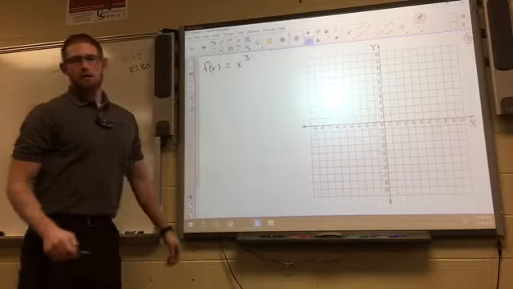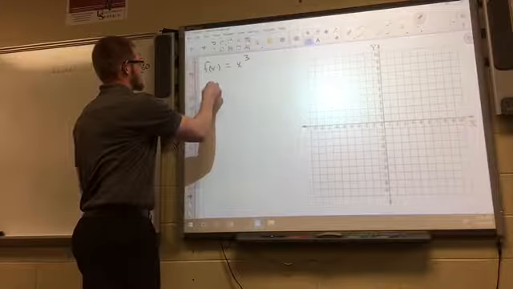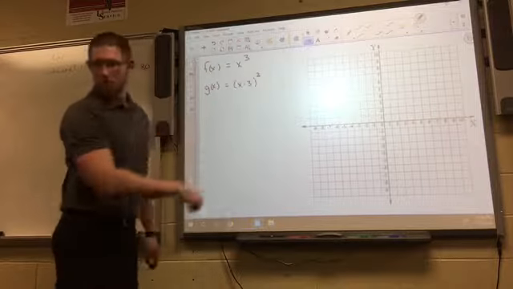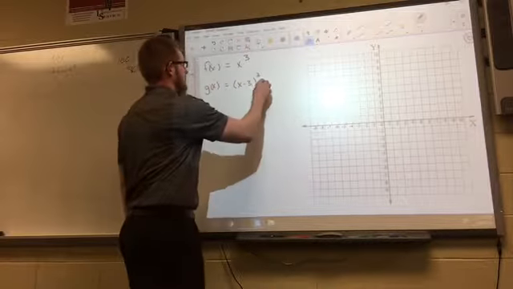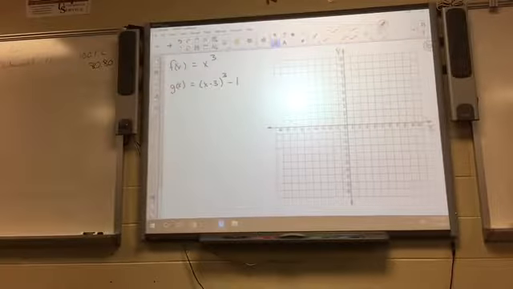cubed, and we are moving that into g of x equals (x minus 3) cubed plus, minus 1. So the question is, first describe the transformation. Is it a translation, reflection? Is it a horizontal stretch, shrink, vertical stretch, or shrink? And then they want us to graph both of these.